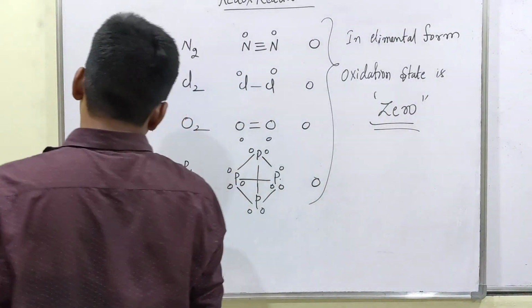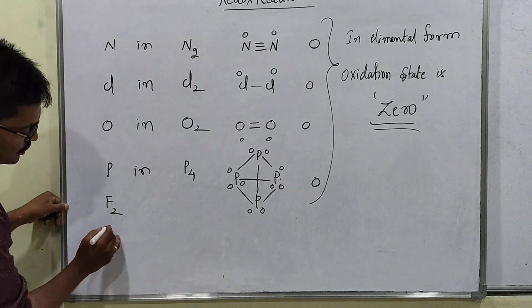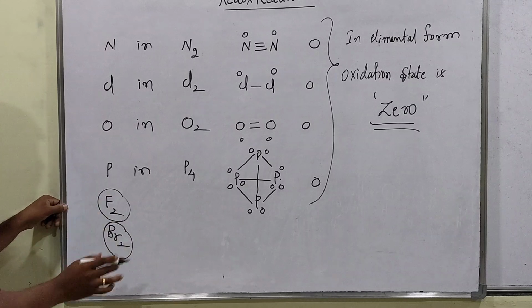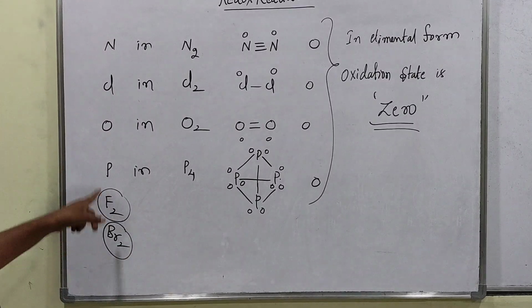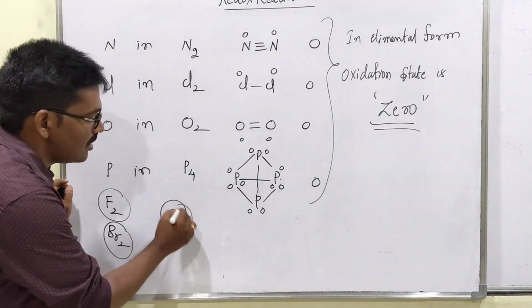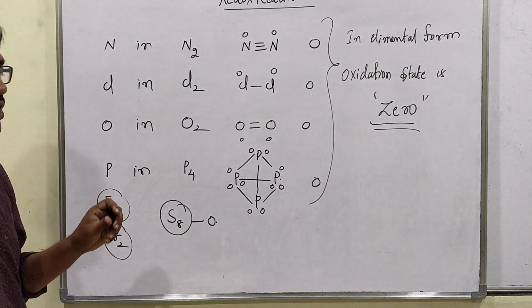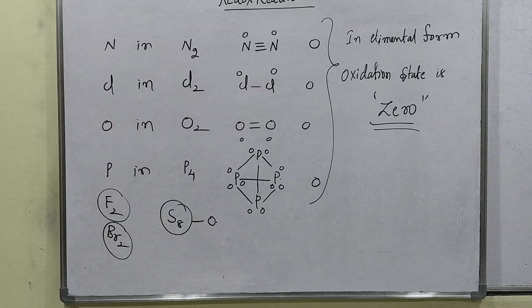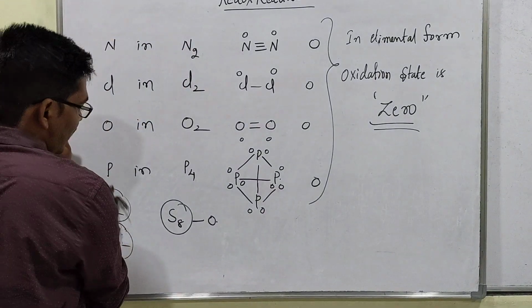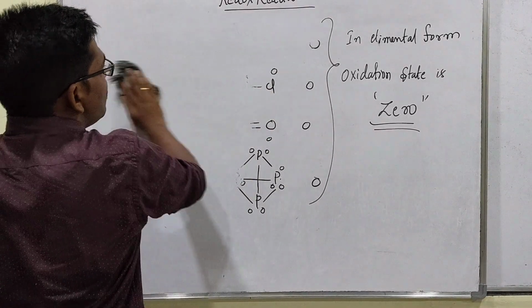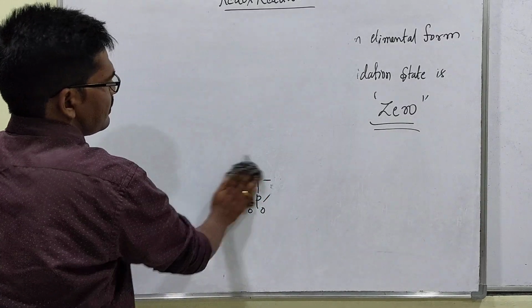Okay, it can be anything. Okay, F2, then Br2, then yes. So when it is present in the elemental state, even S8, sulfur S8, oxidation state is 0. Sulfur atom oxidation state is 0. So these oxidation states are 0. Then next, any atom when it is present in the elemental state, oxidation state is 0, we are discussing. Then some more molecules we'll see.